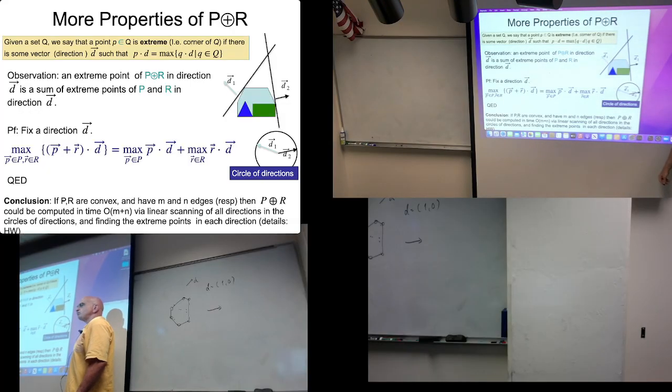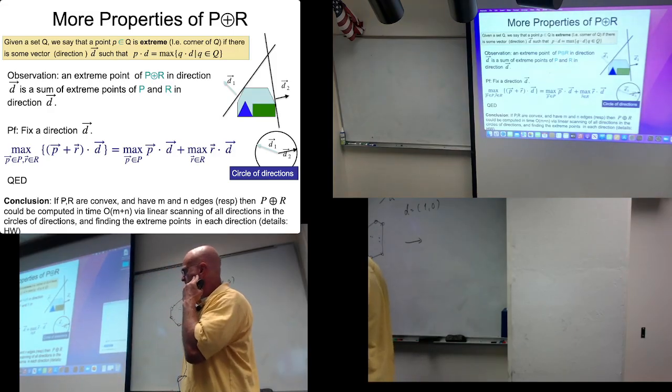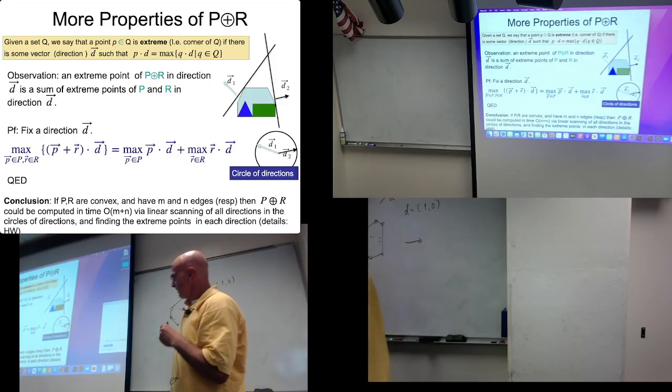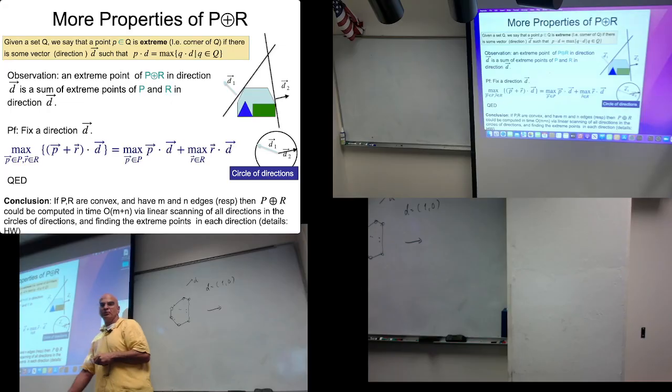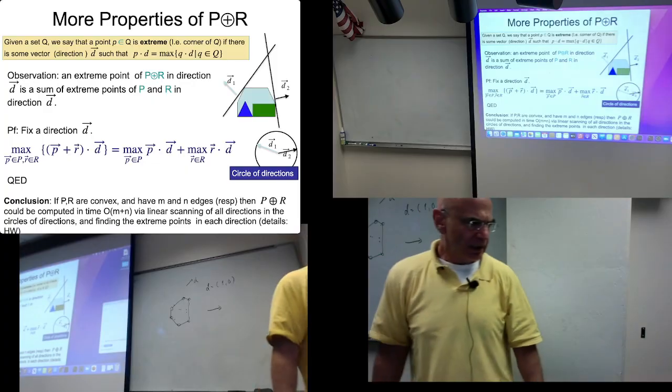Is the observation on this slide only true if P and Q are convex, or is that general? That would be for every shape. No, it has nothing to do with that. It's for any set of points. It could be a completely discrete set. But the issue is computing it in linear time. That's hard.